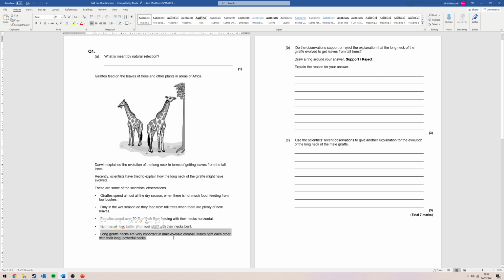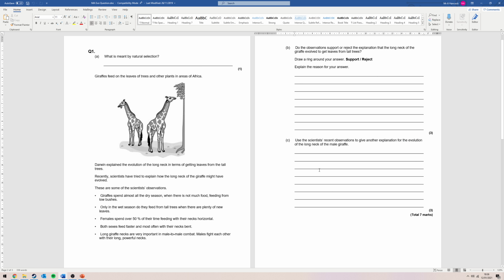Here, long giraffe necks are very important in male-to-male combat. Males fight each other with their long, powerful necks. This is where you would need a long, powerful neck. So, using these observations, how do we think these giraffes have evolved? Let's have a look.